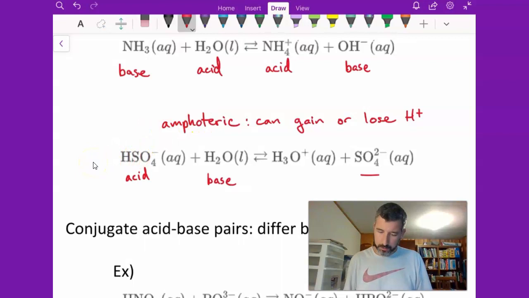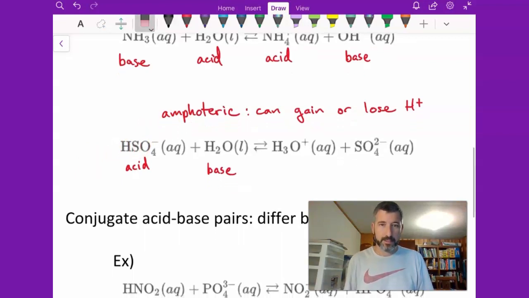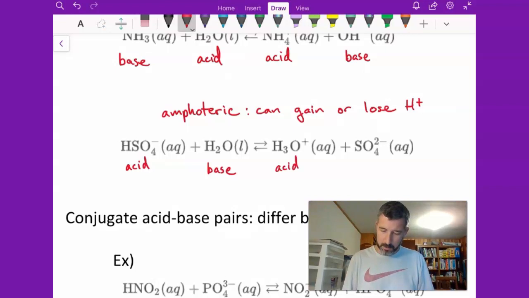See if you can also, going back to this bottom equation, identify the acid and base on the right side. So H3O plus, SO4 2 minus, which one is the acid and which one is the base? Okay, so you should have said that the hydronium, the H3O plus, is acting as an acid, and that the sulfate, the SO4 2 minus, is acting as a base.